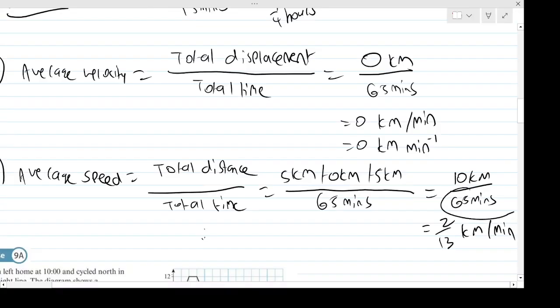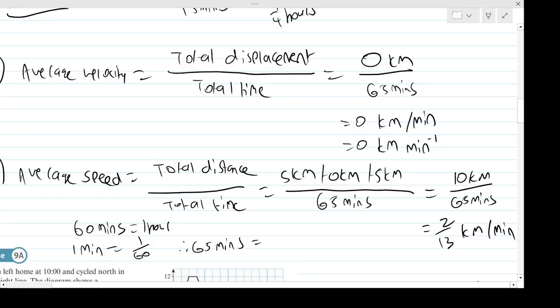well, the 65 minutes has to be in hours. That one's a bit awkward to convert. What you should know is that 60 minutes is 1 hour. So therefore 1 minute is a 60th of an hour. So if we want 65 minutes, we do 1/60 times 65, so 65/60 hours.